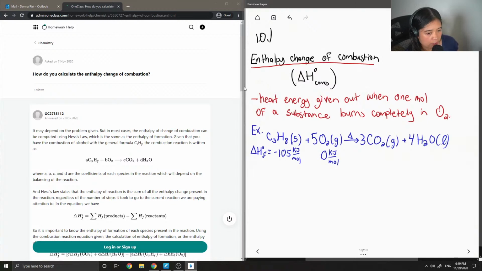Carbon dioxide, its value is negative 394 kilojoules per mole. And in the case of water, it is negative 286 kilojoules per mole.